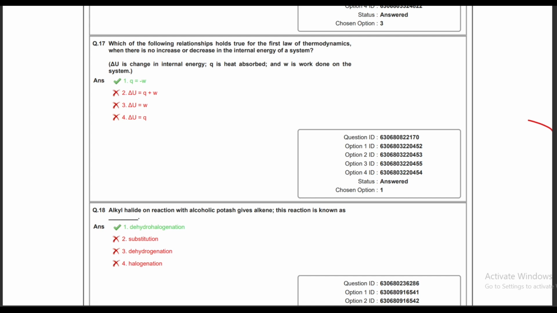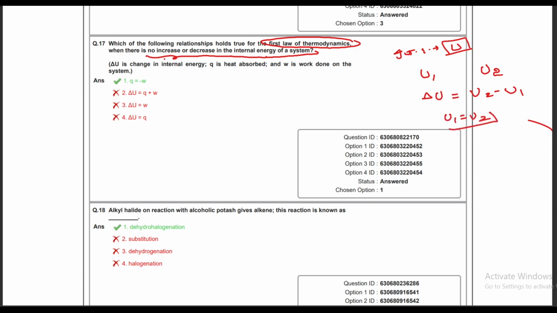In the next question, which of the following relationships holds true for the first law of thermodynamics? When there is no increase or decrease in internal energy of the system. You know that internal energy is a state function, right? Internal energy is represented by the symbol U, and at one state it is u1, at another state it is u2. If there is no increase or decrease in internal energy, it means the change in internal energy, u2 minus u1, is zero, so u1 is equal to u2. Clear?